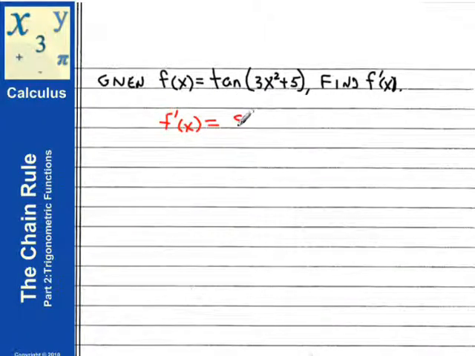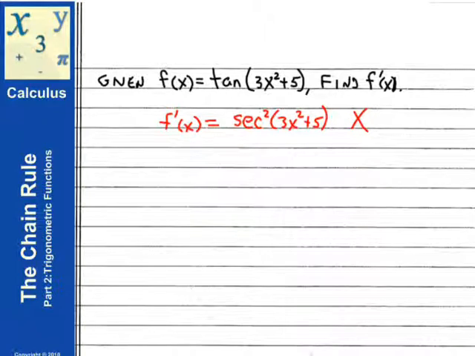It's secant squared, isn't it? So simply writing down secant squared of 3x squared plus 5 and stopping right there and doing nothing further. And of course this is incorrect. That's not the right thing to do.